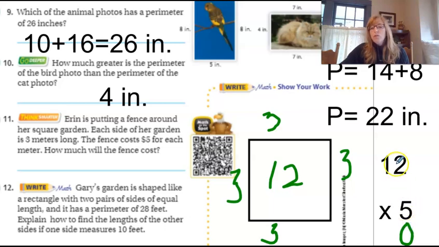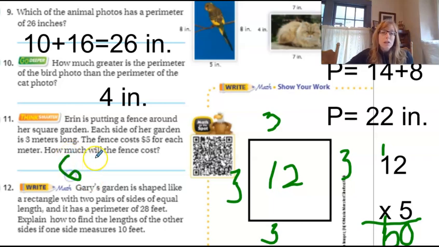So 5 times 2 is 10. Carry the 1. 5 times 1 is 5 plus 1 is 6. So you should see that you are going to spend $60 for those 12 meters of fence because it's $5, $10, $15 here because it's 3 meters at $5 a piece.